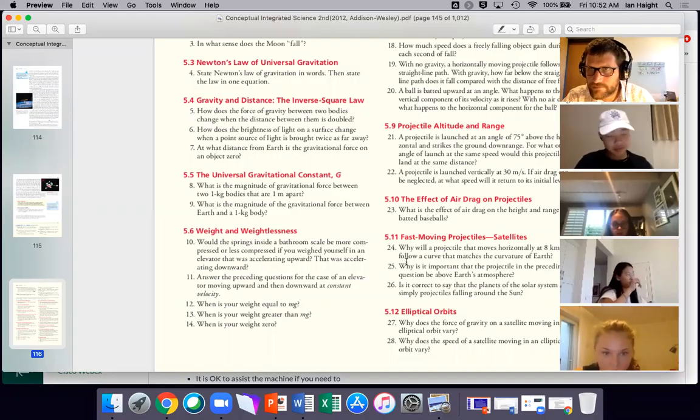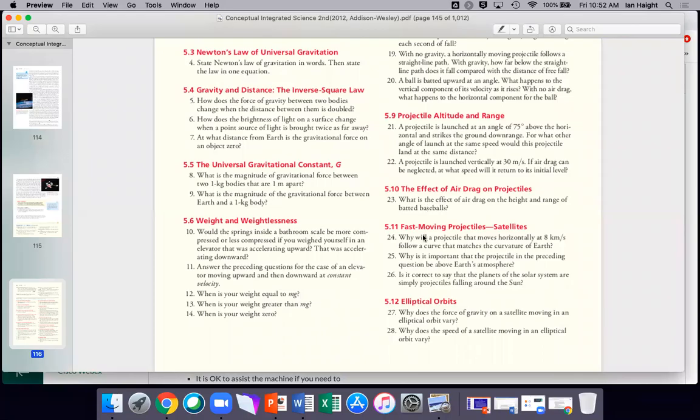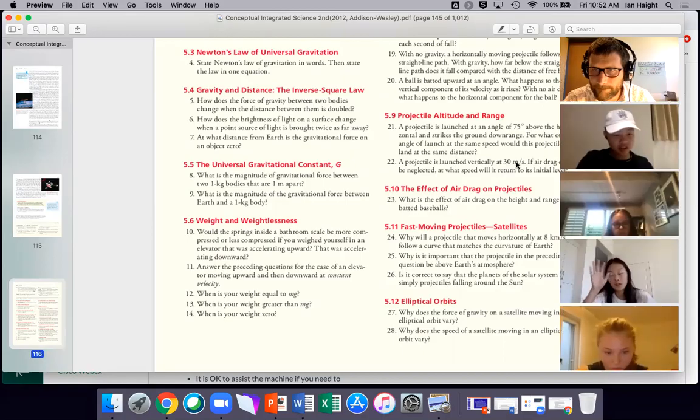I wasn't sure about 25. 25, the very last question. So 25 depends on 24. So let's look at that really quickly. 24 is why will a projectile that moves horizontally at 8 kilometers per second follow a curve that matches the curvature of the Earth? To answer that question, remind me, every 1 second, how far is the projectile going to fall downwards? Anyone remember? 5 meters.